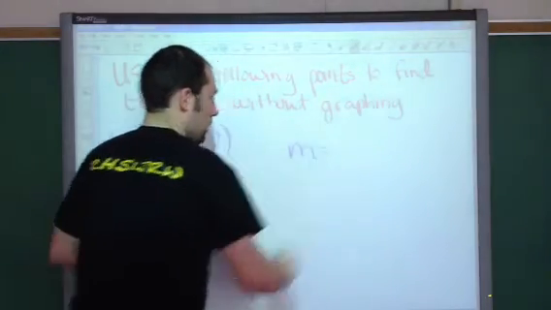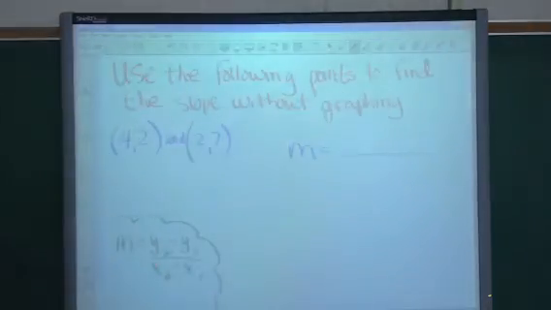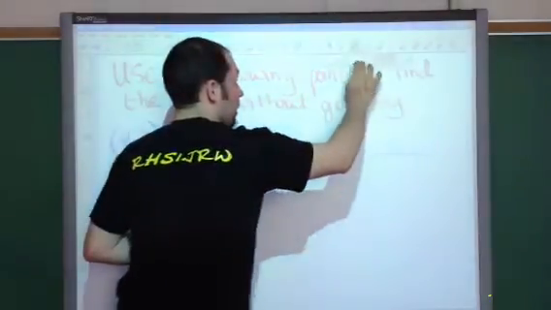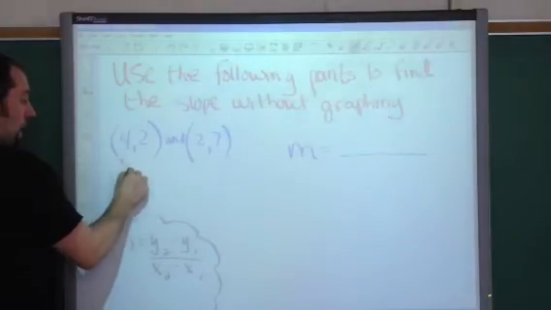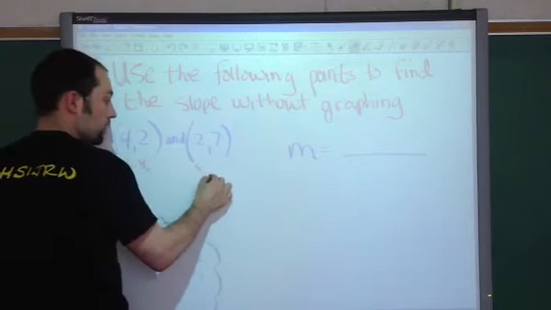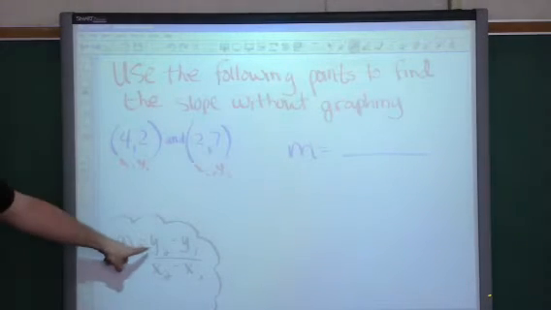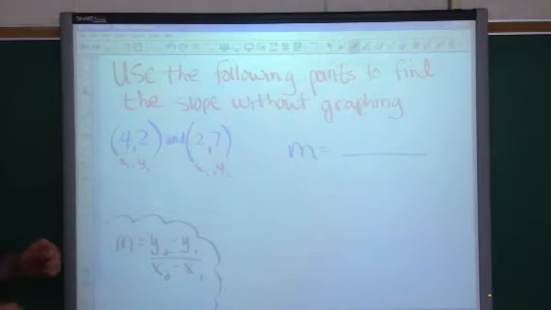M equals, okay, we're going to have a fraction here. Slope is always a fraction for the most part. It's never a decimal. So keep in mind, too, in our ordered pair, we'll count this as my x sub 1 for my first point, my y sub 1, my x sub 2, and my y sub 2. So using the formula, just do exactly what it says. It's nothing more than plug and chug.